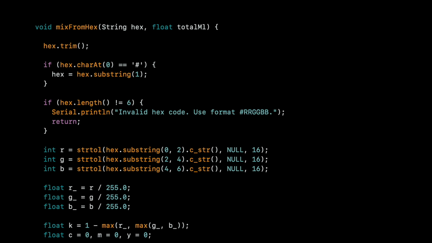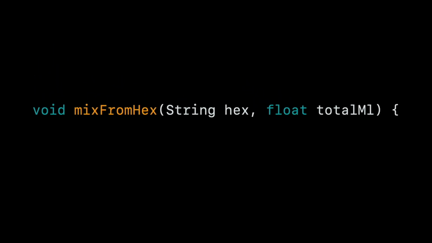Next up, from hex to hardware. This is the function that transforms digital colors into real-world liquid paint. It's called mixFromHex, and it takes in two things, a hex color string and a total volume in milliliters. So, if a user sends #FF00FF and wants 30 milliliters of paint, we split that color into cyan, magenta, yellow, and black, and send that data directly to our pumps.